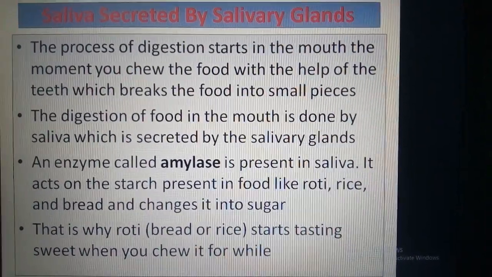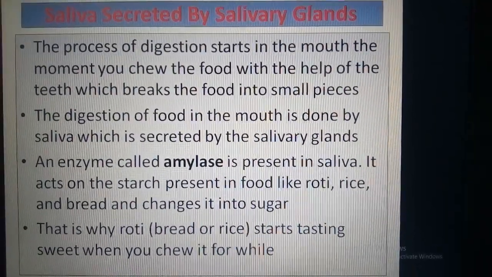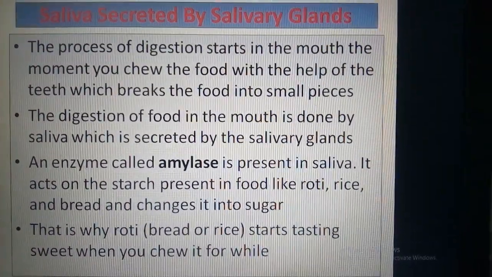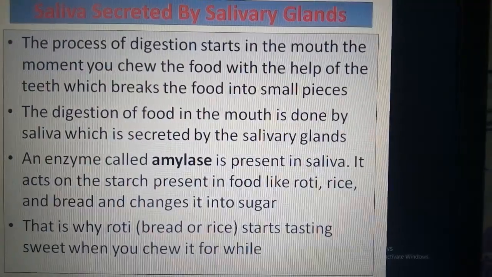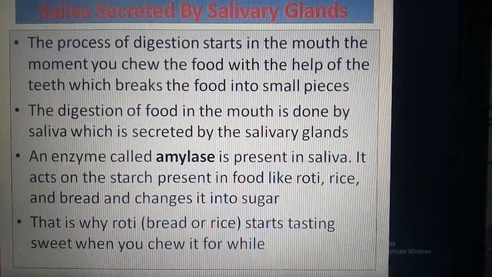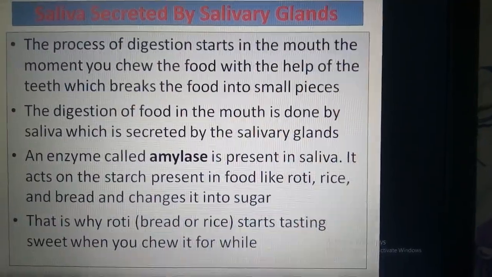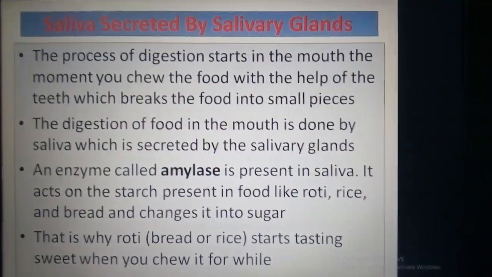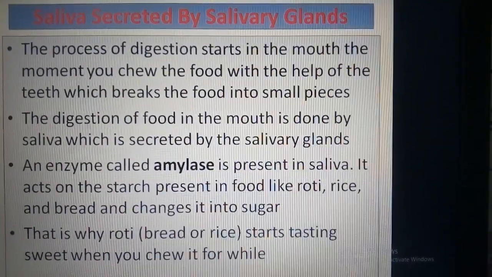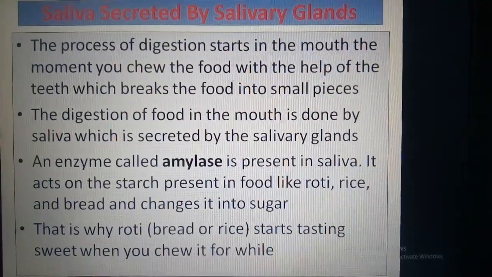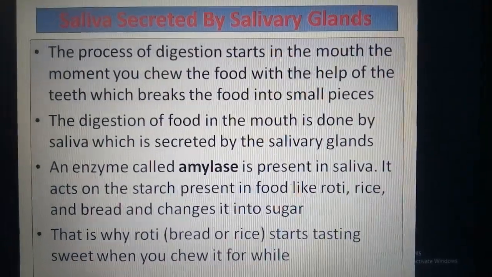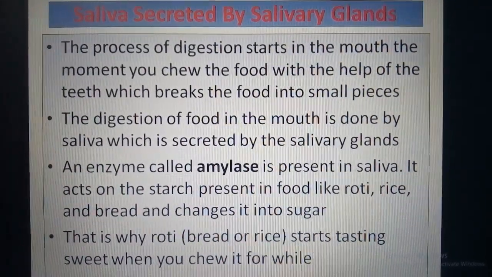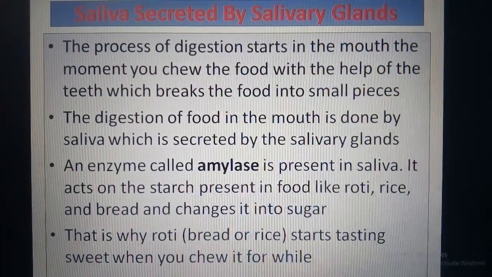So you can see in front of you the process of digestion starts in the mouth the moment you chew the food with the help of the teeth, which breaks the food into small pieces. The digestion of food is done in the mouth by the saliva, which is secreted by salivary glands. An enzyme called amylase is present in saliva. It acts on the starch present in food like roti, rice and bread and changes it into sugar. That is why roti, bread or rice starts tasting sweet when you chew it for a while.